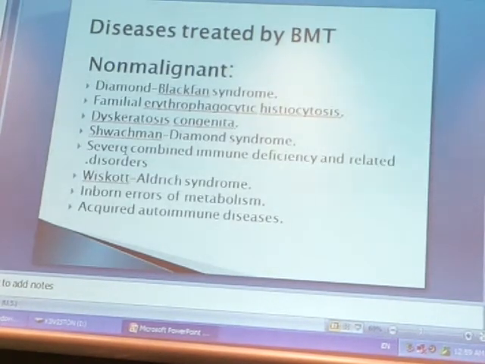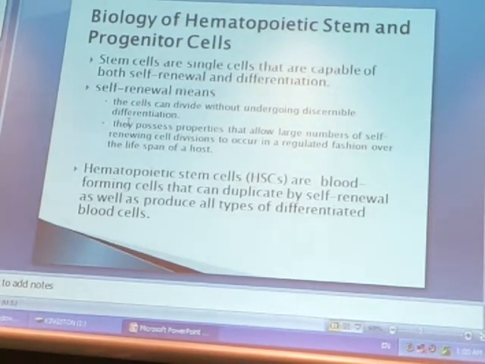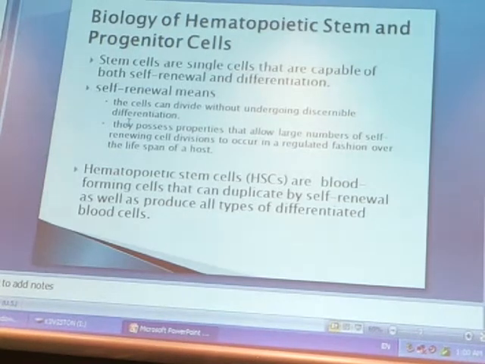Okay, the idea of stem cells: they have certain characteristics. They can replicate and they can differentiate. If they cannot replicate or duplicate, they will not survive. And if they cannot differentiate, they will not produce elements of blood.